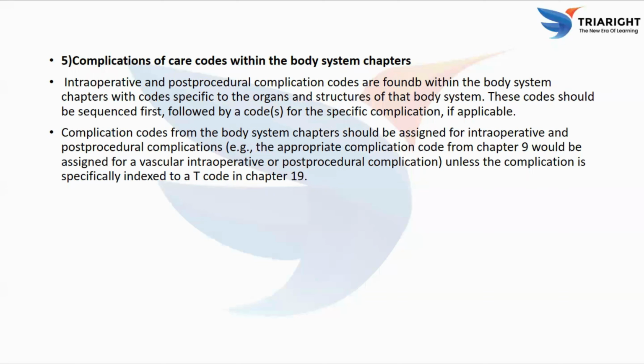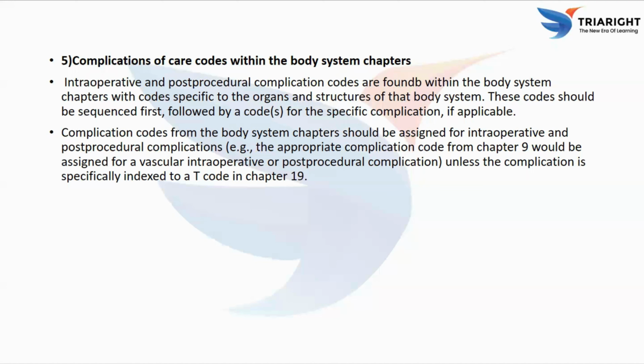So when should you not use body system chapters? Chapter 19 is used when the complication is classified as an injury, so the alphabetic index directs you to a T code, or the complication does not have a specific body system code. Examples where T codes are used are accidental puncture or laceration during a procedure, a foreign body left in the body after surgery, or certain device related complications.